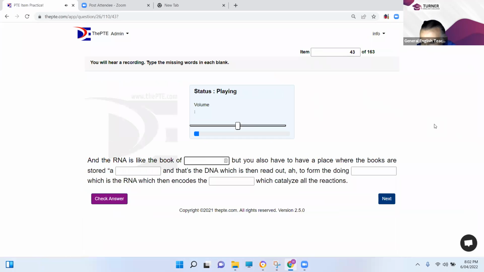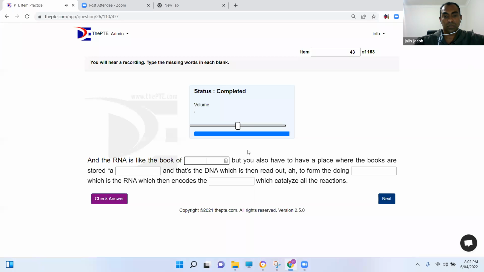And the RNA is like the book of instructions, but you also have to have a place where the books are stored, a library, and that's the DNA, which is then read out to form the doing stuff, which is the RNA, which then encodes the proteins, which catalyze all the reactions.